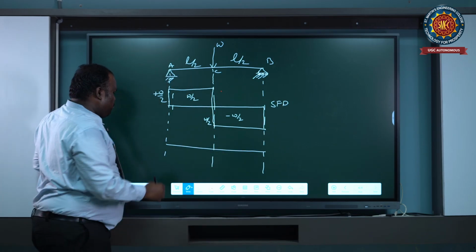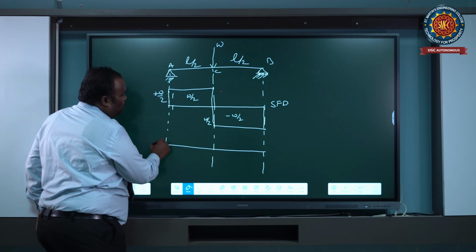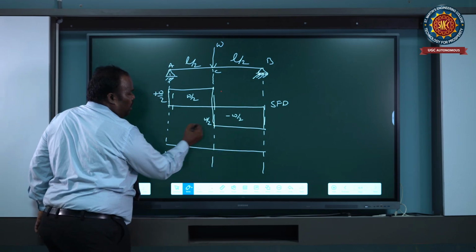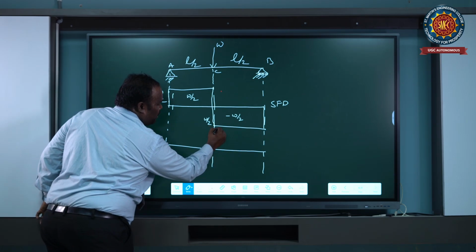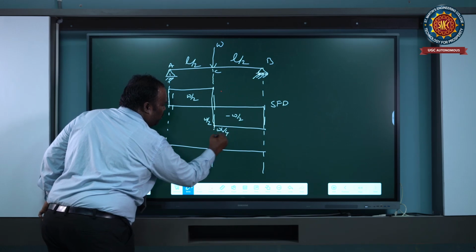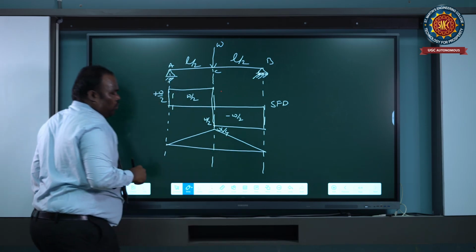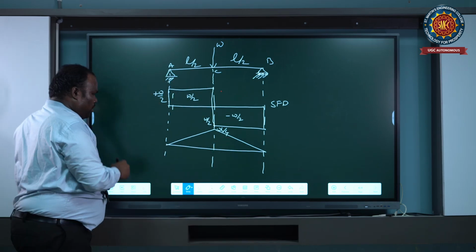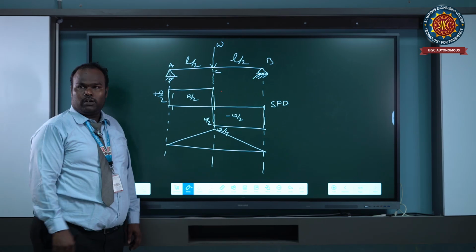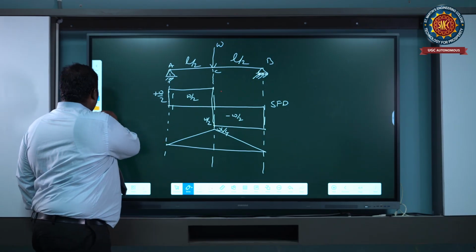And the next one, BMD. At points A and B it is 0. At point C, we get WL by 4, and draw the inclined lines for the point load. Okay. Now going on to the video.